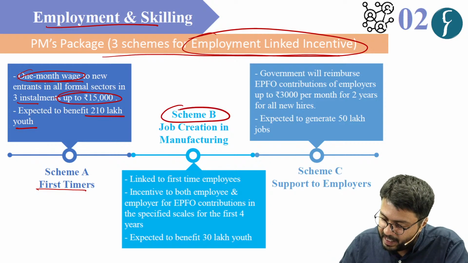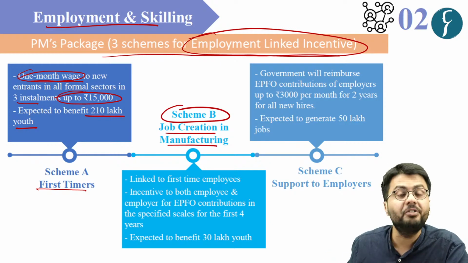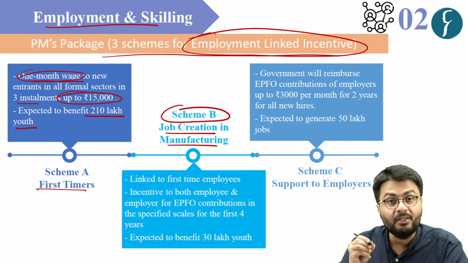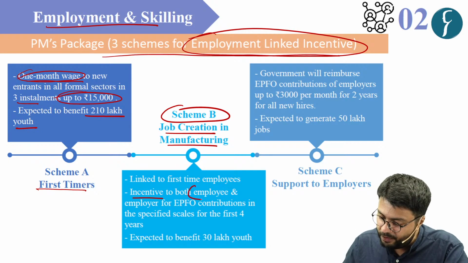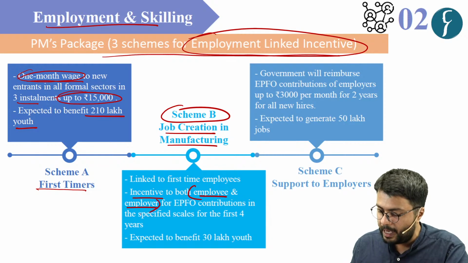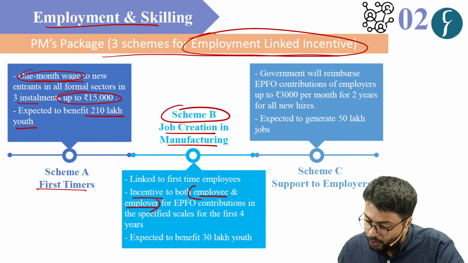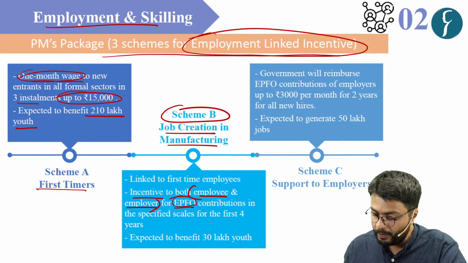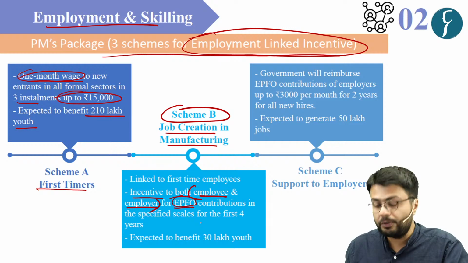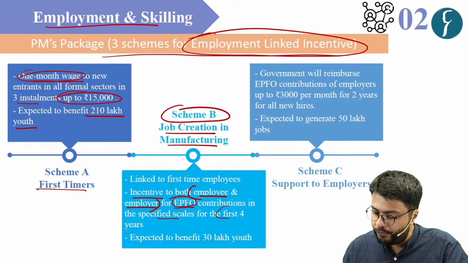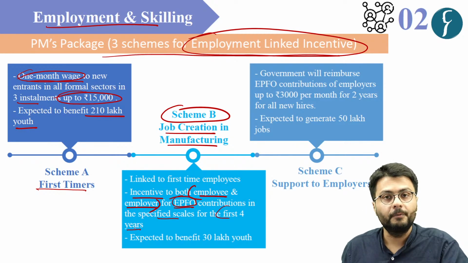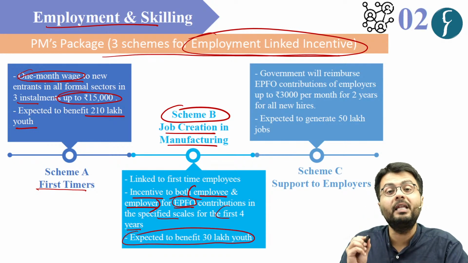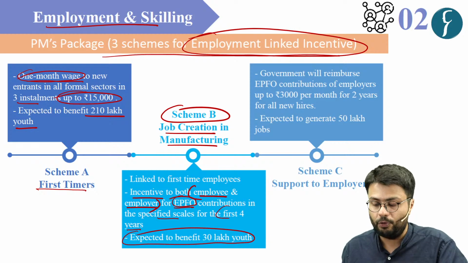Further, the second scheme is related to job creation in the manufacturing sector. And as you can see, in this regard, the government will incentivize both employees as well as employer to promote their contribution for the Employee Provident Fund Organization, and the contributions will be in a specified scale for the first 4 years. And this measure is expected to benefit as many as 30 lakh Indian youth.